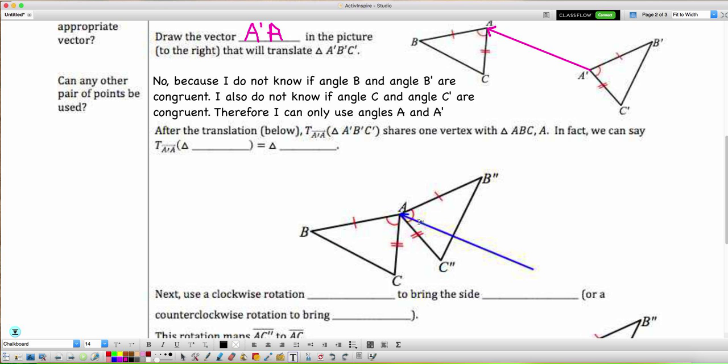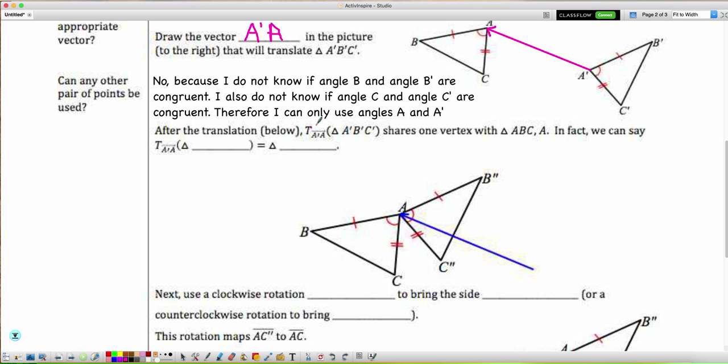Remember when you were doing lesson 16 and you were doing a composition of transformations, you took the primes and then reflected them, for example, and they became double primes. And then you took those double primes and then rotated, those became triple primes. That's really what we're doing here. So it says, after the translation below, remember that this just means that you're doing a translation. So translation from A prime to A of the triangle A prime, B prime, C prime.